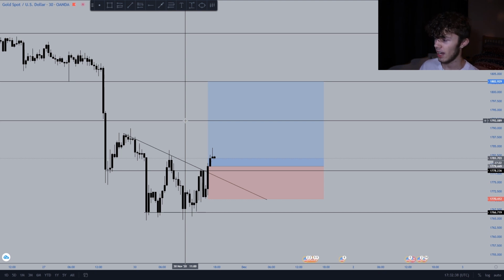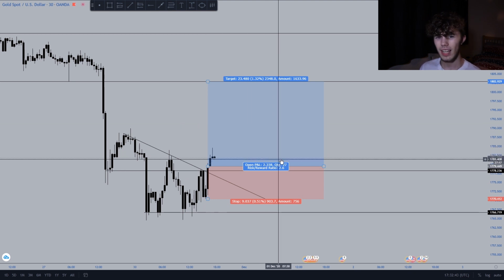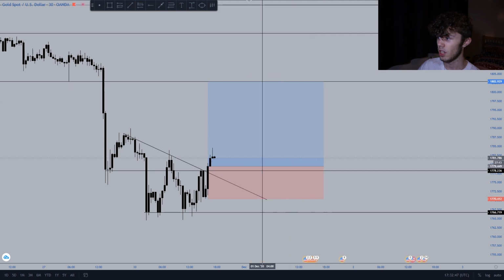As you see, this trade has a 1 to 2.6 risk to reward ratio, and I only really enter trades which have a 1 to 2 minimum risk to reward. I'll show you some trades I've actually sent out to my VIP students today.